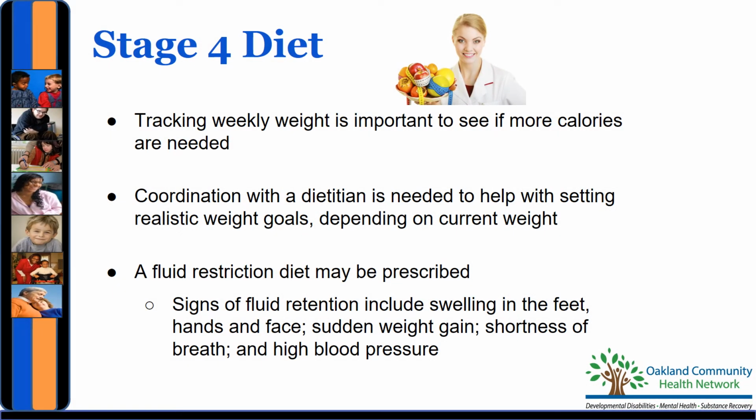When someone has chronic kidney disease stage 4, tracking their weekly weight is important to see if more calories are needed. Coordination with a dietitian is needed to help with setting realistic weight goals, depending on their current weight. A fluid restriction diet may be prescribed. Signs of fluid retention include swelling in the feet, hands, and face, sudden weight gain, shortness of breath, and high blood pressure. They also might be prescribed a diet that's lower in protein.